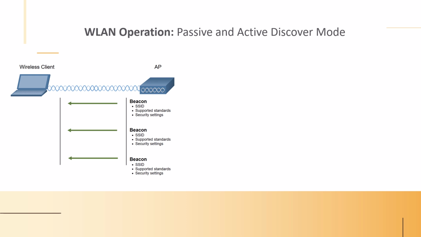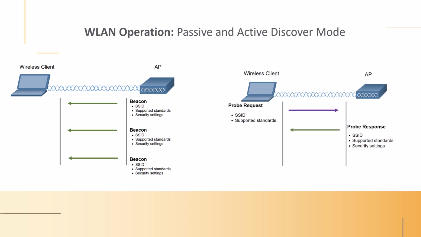In the active mode, the wireless client must know the name of the SSID. The wireless client initiates the process by broadcasting a probe request frame on multiple channels. This probe request includes the SSID name and the standard supported. An access point configured with the SSID will send a probe response that includes the SSID, supported standard, and security setting. Active mode may be required if an access point or wireless router is configured to not broadcast beacon frames.